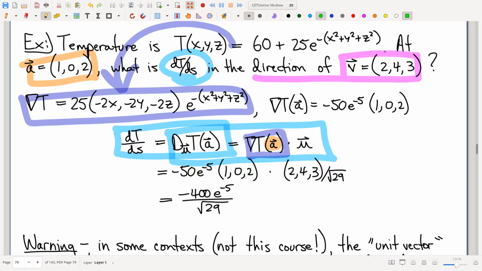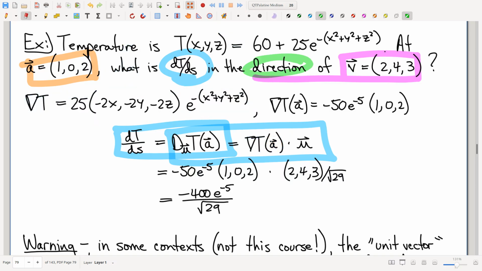So again, I just have to identify the direction. What direction does that vector 2, 4, 3 point? What is the unit vector for that direction? Well, you divide by its own magnitude. Again, a little bit of arithmetic there. And then again, dot away. And out comes your answer.